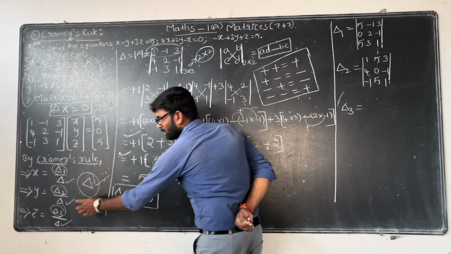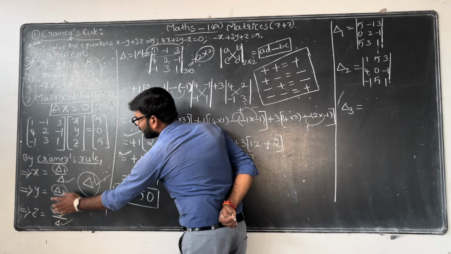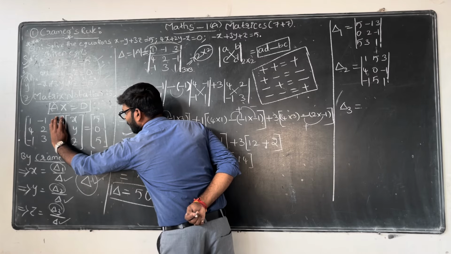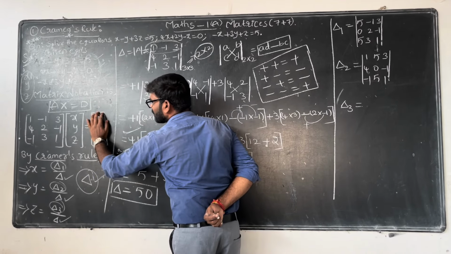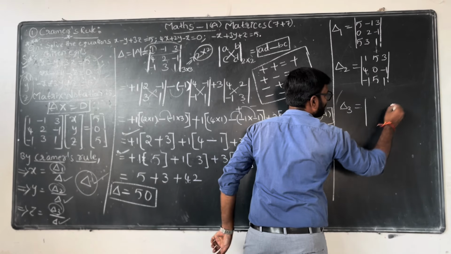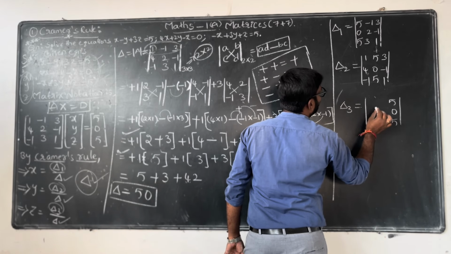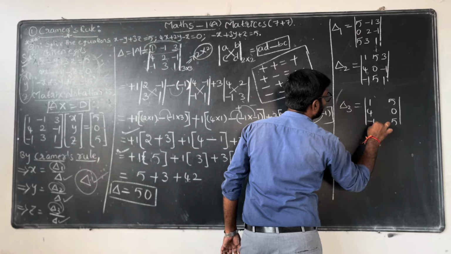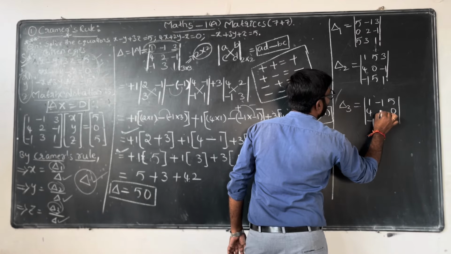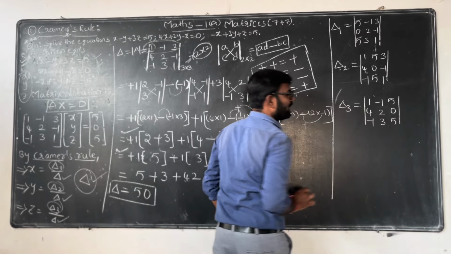Then last, delta 3. How to write delta 3? Simply remove the third column, add the constant matrix. The third column is 5 0 5. Then what is the first one? 1 4 minus 1. The second one is minus 1 2 3. All of you got it?